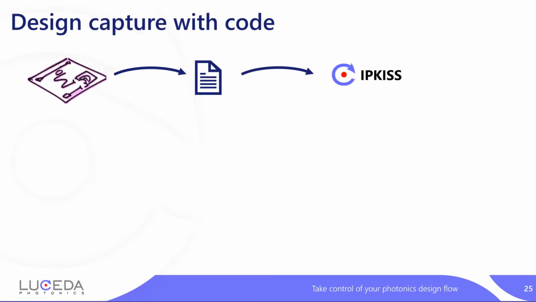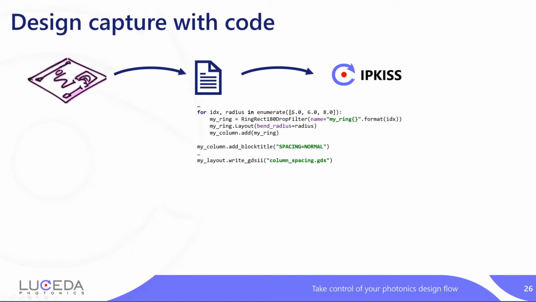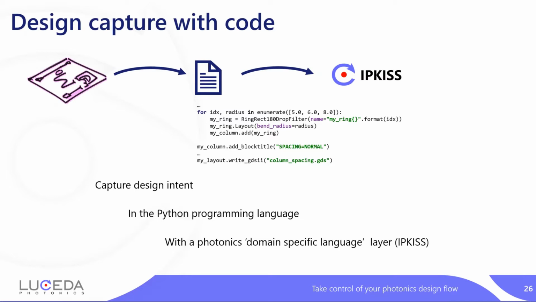So you have a certain idea for a chip, and the idea is to bring that into a piece of code. So you capture your design intent in a programming language. And in this case, this is Python. Python is a very popular language in data science, but also in photonics. And then you have a photonics domain-specific language on top, and that's what IPKISS will help you with. And so we encode all the information that you need to do photonics within a layer on top of Python.